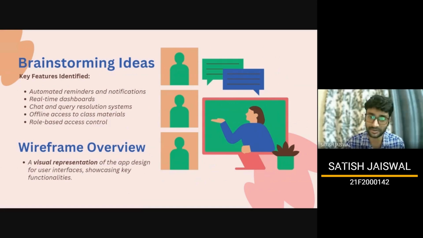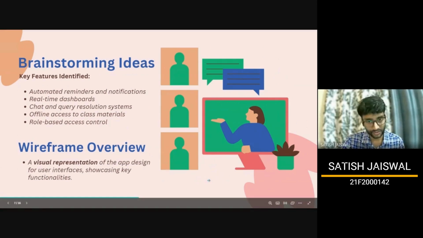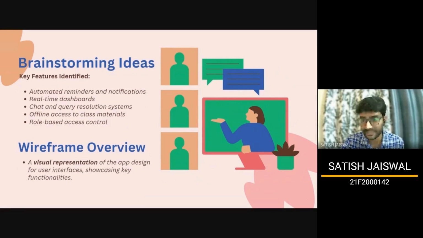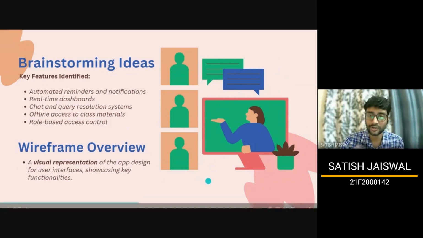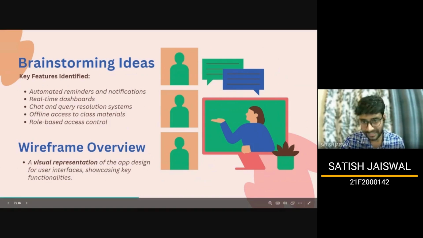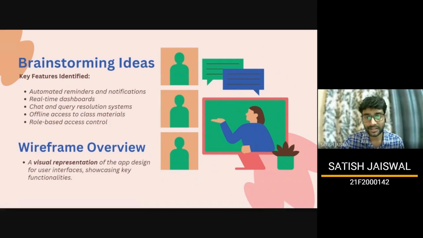For example, integrating Power BI can help in this situation if we are talking about the technical aspect. The chat and the query resolution system can also be introduced. Offline access to class material is being distributed, but this can be linked to the online systems. For example, the PDF is being circulated to the students, but the hard copy can also be given. And the role-based access control, of course, for the different users, different access will be given, so that security and security management will also be maintained in the centralized system.